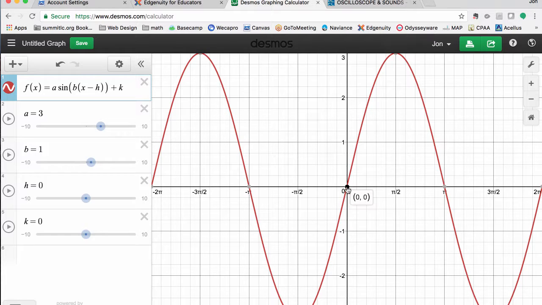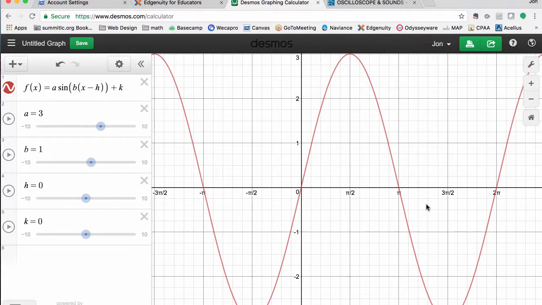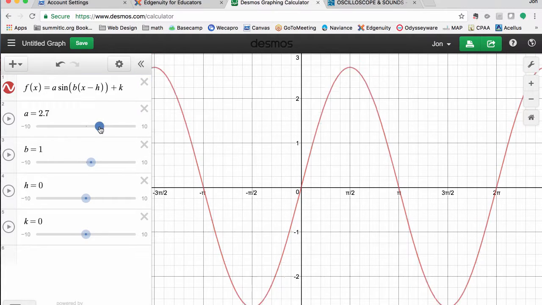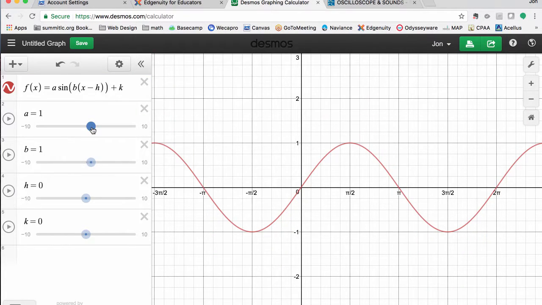Notice it still starts at 0, 0. It's still got the same period. So it goes a full, complete down and up, all in the span of 2 pi. There it starts at 0 and goes to 2 pi, and there's one full maximum and minimum. One full period happens in that 2 pi radians. That's one full lap around the circle. So there's my A. Let's go back to 1.